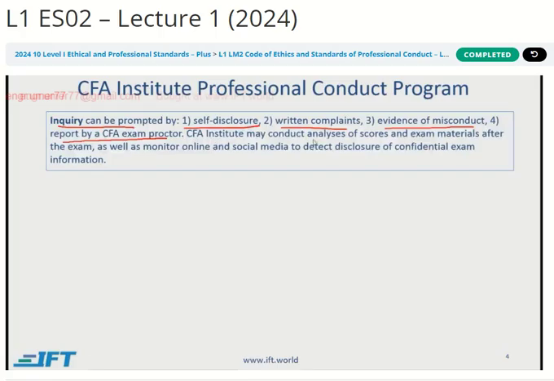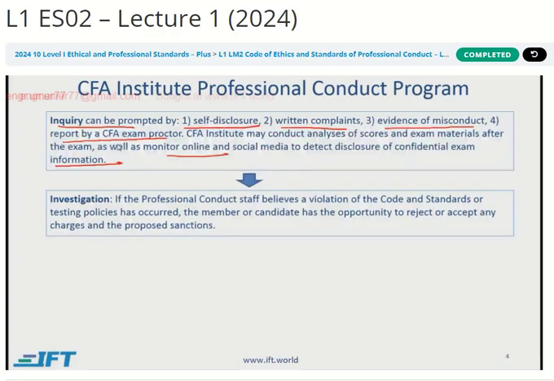The CFA Institute may also conduct analysis of scores and exam materials after the exam, as well as monitor online and social media to detect disclosure of confidential exam information. A classic example is where a friend of yours takes the exam in Australia, which is well before the time that you take the exam, and tries to communicate specific information about the exam to you. That would be a violation, and the CFA Institute does monitor online forums to detect such violations.